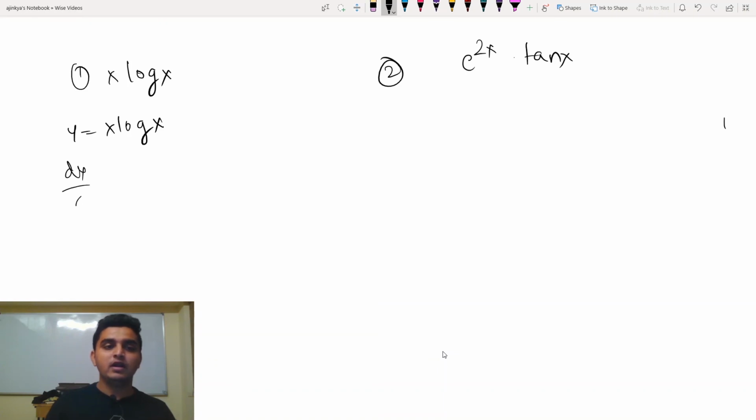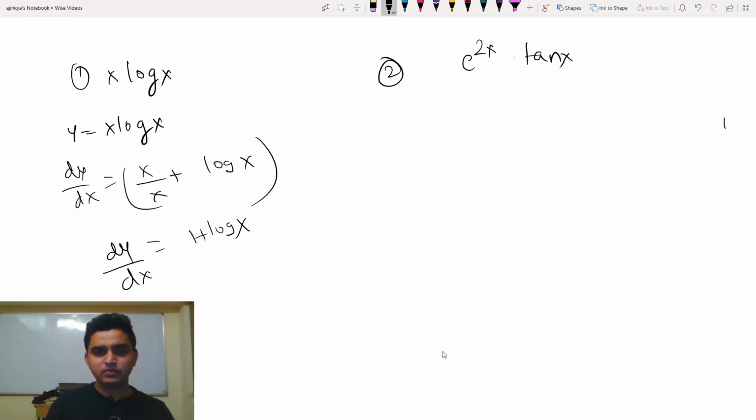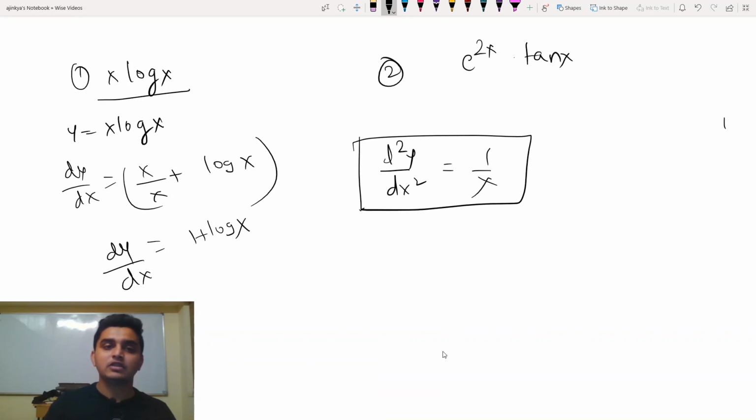So dy upon dx shall be x times 1 upon x plus log of x. So this is your first derivative, which is 1 plus log of x. So dy upon dx is this. So what will d2y upon dx squared be? d2y upon dx squared shall be 0 plus 1 upon x. So this is your final answer for x log of x.